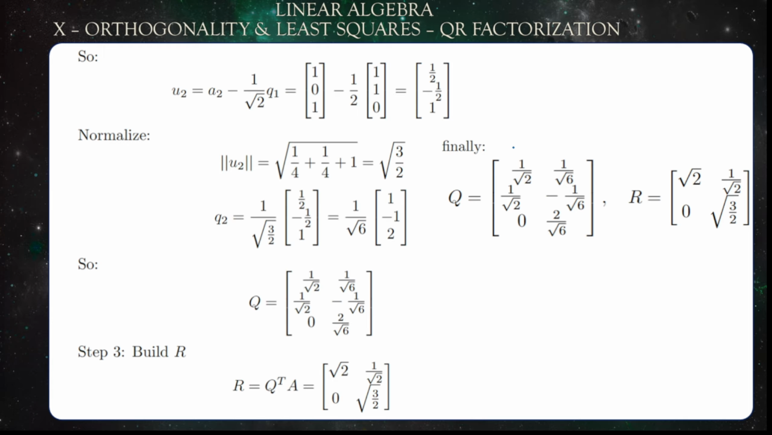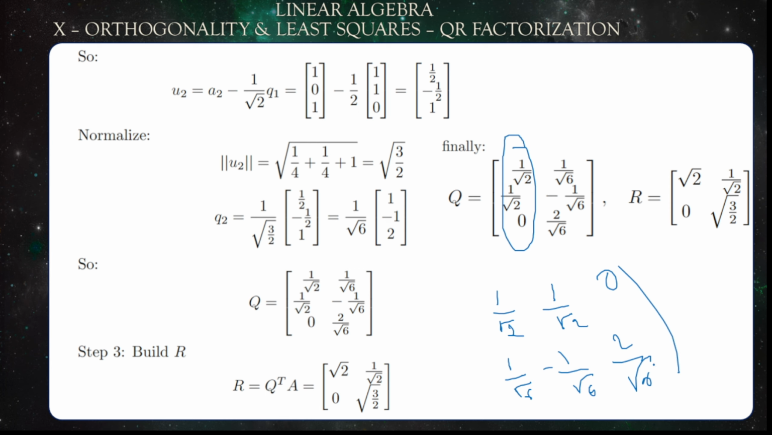Transpose of Q, you simply transform the columns into rows. Each column becomes a row, so 1 divided by square root of 2, 1 divided by square root of 2, and 0. Then the second column becomes a row: 1 divided by square root of 6, minus 1 divided by square root of 6, and 2 divided by square root of 6.